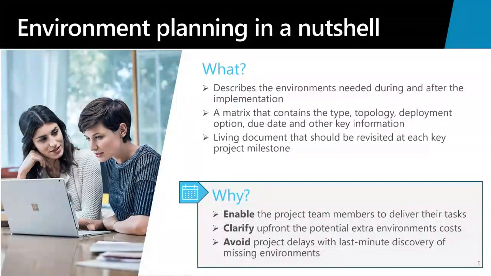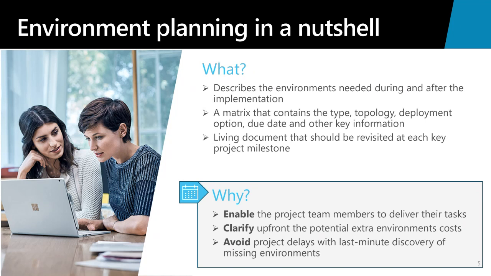I'm going to start by talking a little bit about why environment planning is important and what environment planning should include. Environment planning is the process that we go through in your implementation to describe the details about each of the environments that you're going to need, both during your implementation and after your implementation, post go live. That environment plan should be a matrix that contains the type, the topology, the deployment options, due dates, and other key information. And that might be things like the responsible person, the dates that it's required, to deploy, and when it can be turned off.